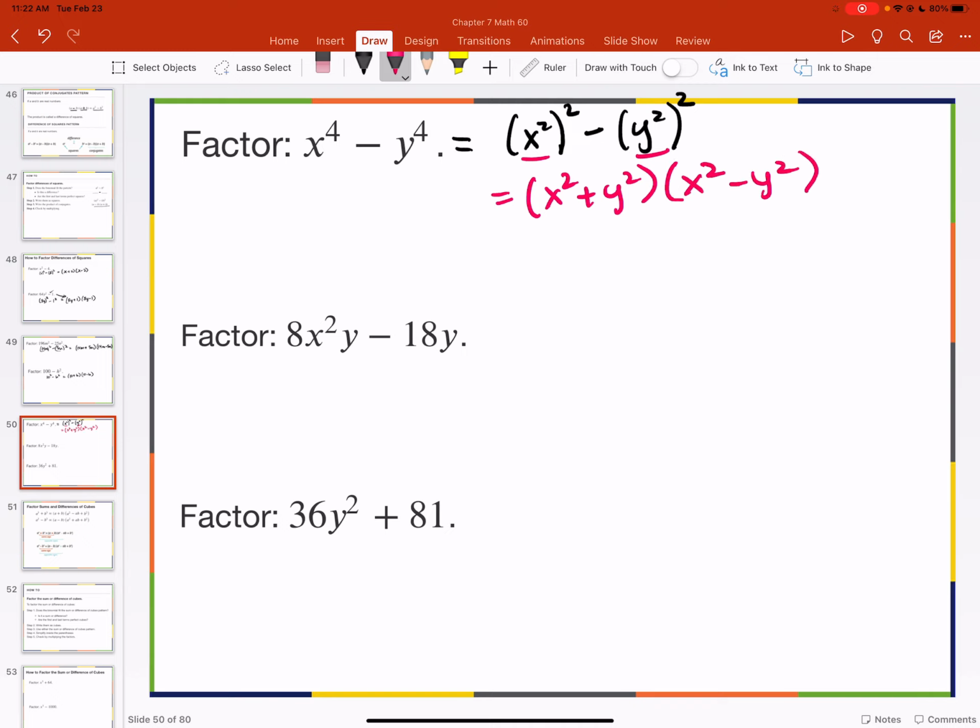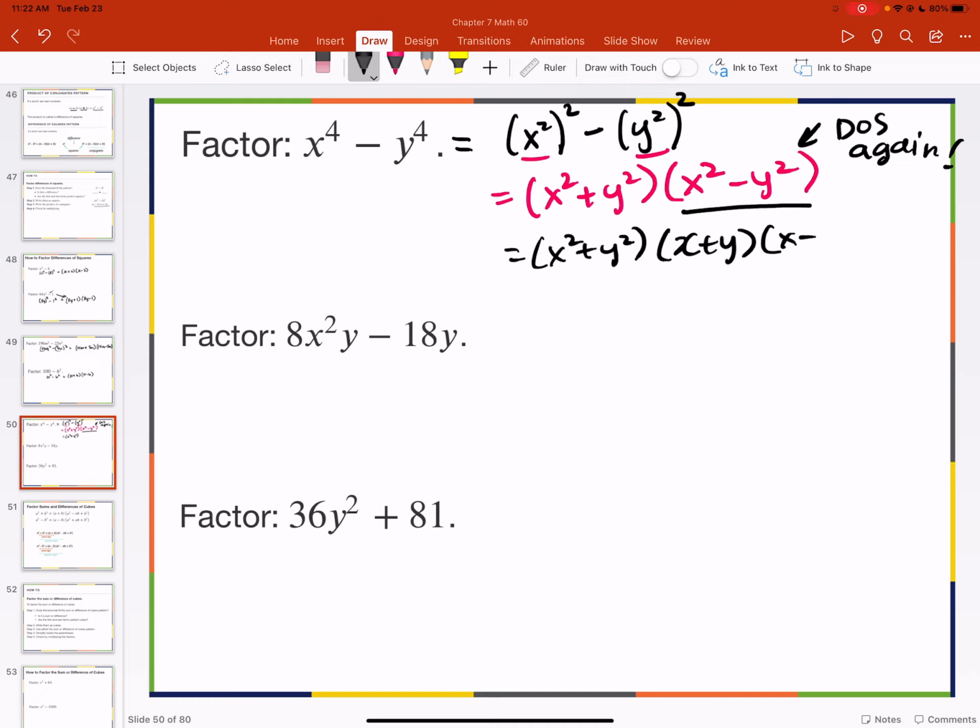Usually you would say to yourself, oh, I'm done with this problem. I'm totally done with this. Then I have x squared plus y squared. But this here, x squared minus y squared, is actually a difference of squares again. So then you need to write that as x plus y, x minus y. See? So nice.